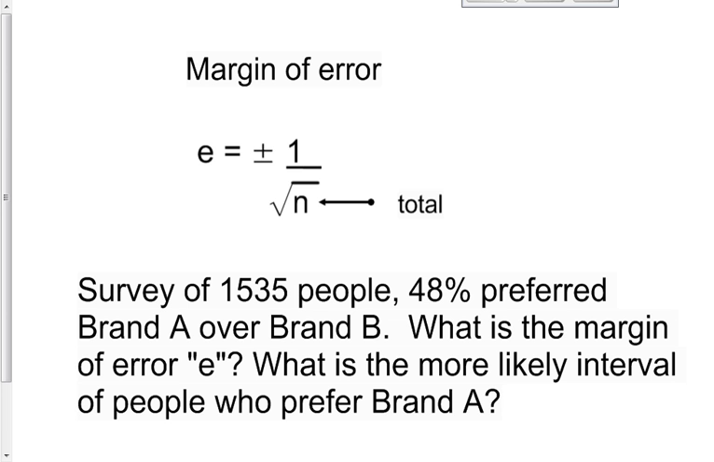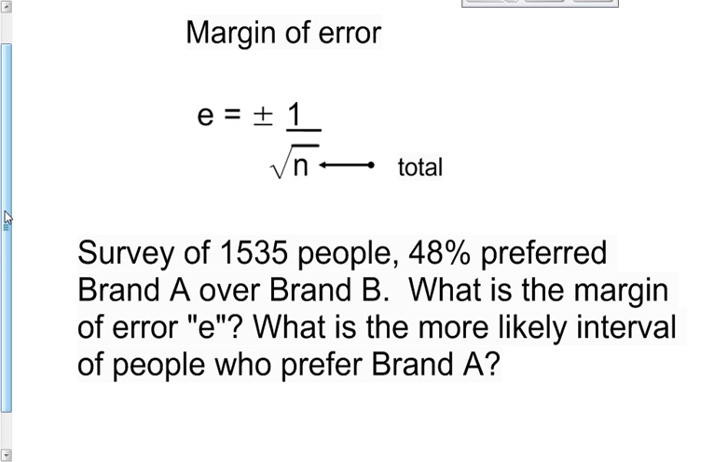The other thing we need to talk about in this section is something called a margin of error. Now this particular formula needs to go in your notebook, and it also needs to go in your cheat sheet for Chapter 11. Your formula for margin of error, E equals plus or minus 1 over the square root of n. N refers to the total population of who it is that you're taking the sample of.